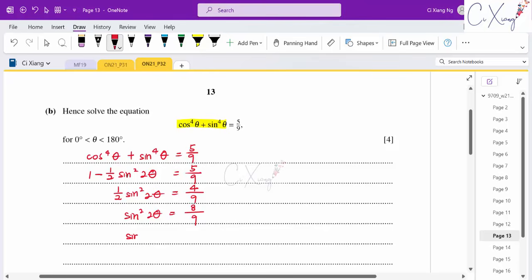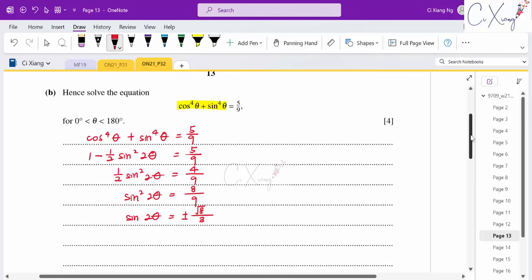Then I want to take square root. When I take square root, I'll have plus minus sign. Then square root 8 divided by square root 9, which is 3. Now I can start solving the equation. I want to solve for sine 2 theta equals plus minus square root 8 over 3, and the final answer theta should be between 0 and 180.